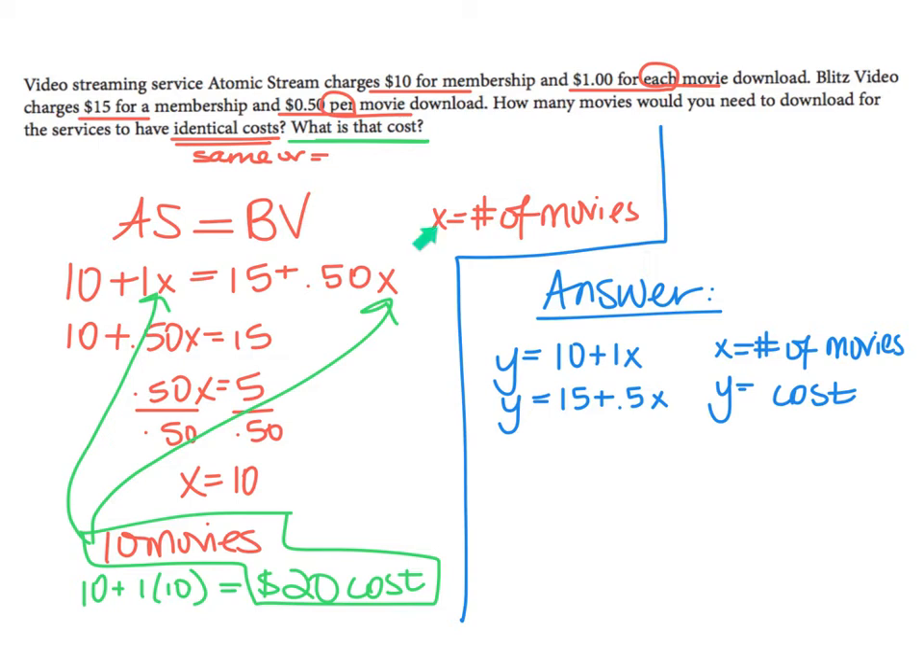So notice that the x is still defined the same way. Both of these x's are defined as the number of movies. And all they've done is taken these two parts that we know are going to be equal and split them into two separate equations. One of the equations for Atomic Stream, the other one for Blitz Video. And then the last thing they did is, because we want these to be equal, we know that the amount that we want to be equal is the cost, so they defined y to be the cost.